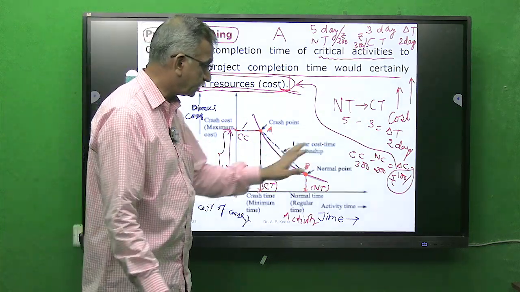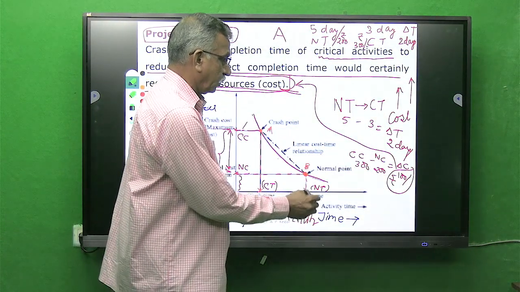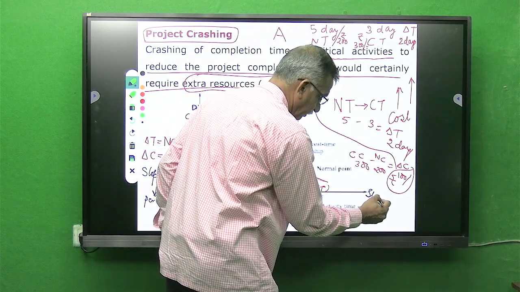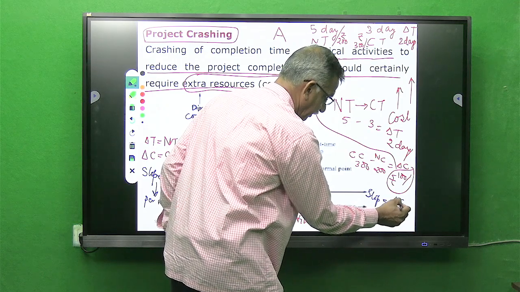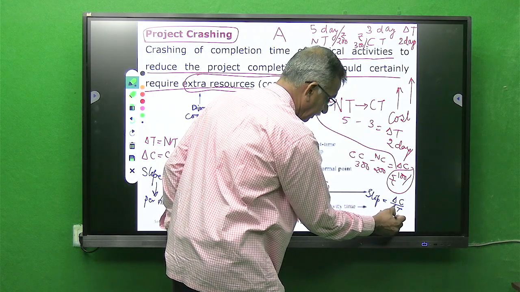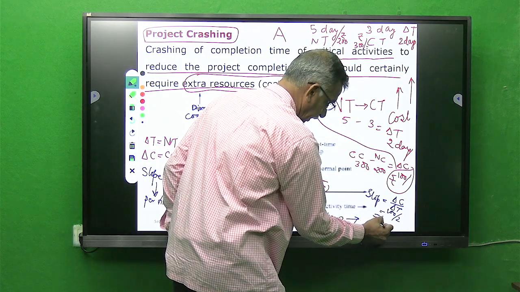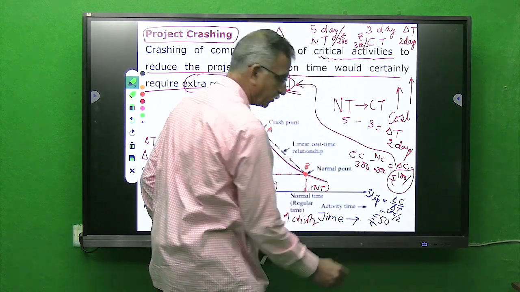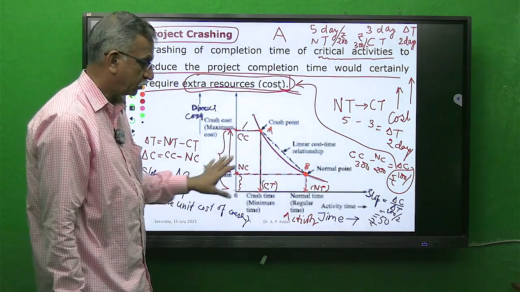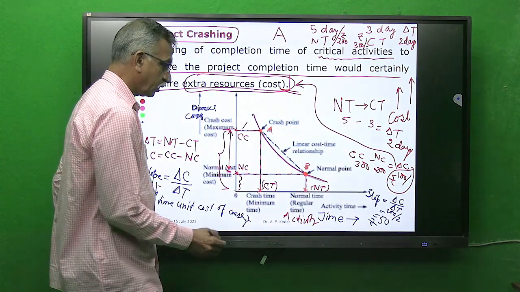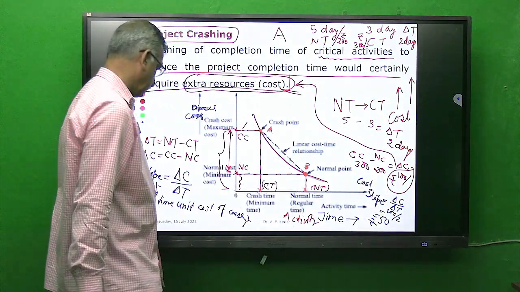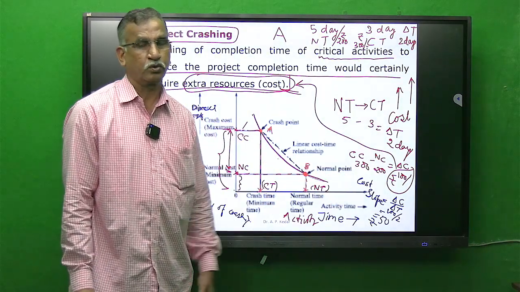Now understand this by this example. Suppose I want to find the slope, it is delta C by delta T. So this comes to be 100 by 2, which is 50 rupees. This is the formula, this is the application. This particular slope is called the cost slope.